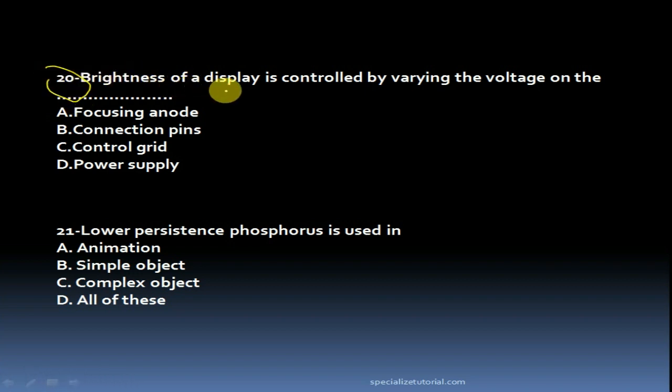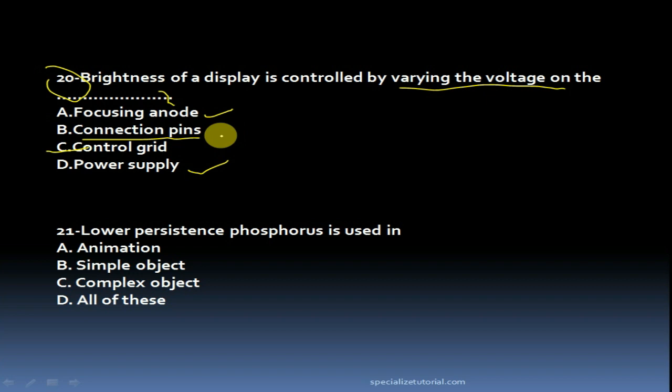Brightness of a display is controlled by varying the voltage on what? The options are focusing anode, connecting pins, grid, control grid and power supply. So brightness of the display is controlled by varying the voltage on the control grid. We already discussed the control grid and the focusing anode, and you know about the power supply already. So here the connecting pin is the new thing. What is basically a connecting pin?